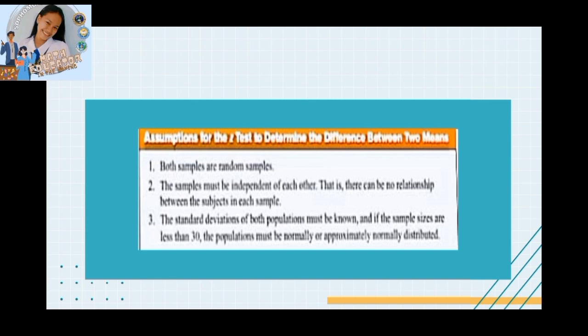Assumptions for the z-test to determine the difference between two means. Number 1, both samples are random samples. Number 2, the samples must be independent of each other. That is, there can be no relationship between the subjects in each sample. And number 3, the standard deviations of both populations must be known. And if the sample sizes are less than 30, the populations must be normally or approximately normally distributed.